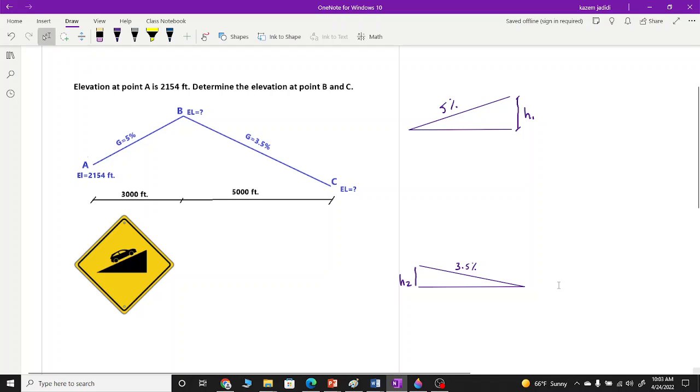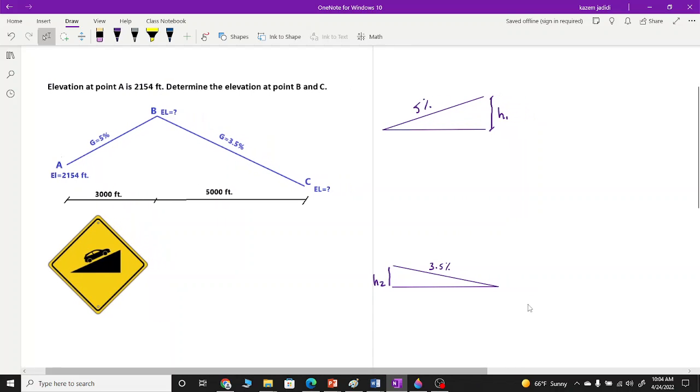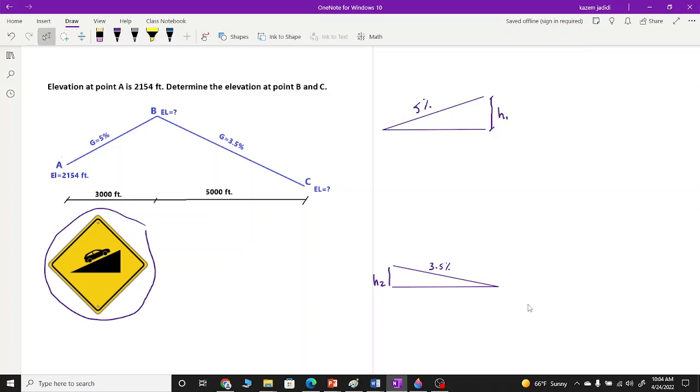While driving on a piece of road or highway, you may have noticed a traffic sign that shows grade on the road. You may have wondered what this grade means. I'm going to explain it to you and use that to calculate elevation at point B and point C.